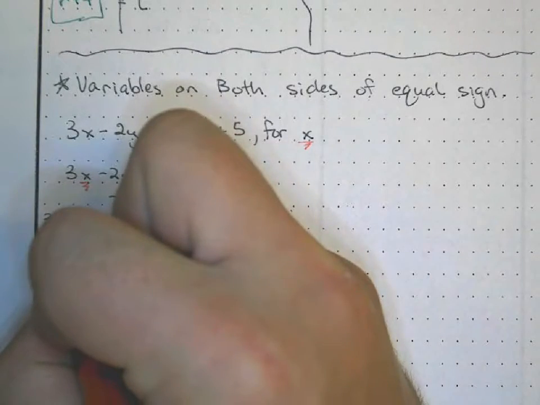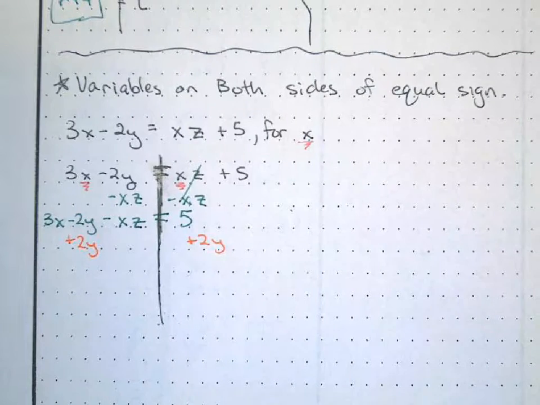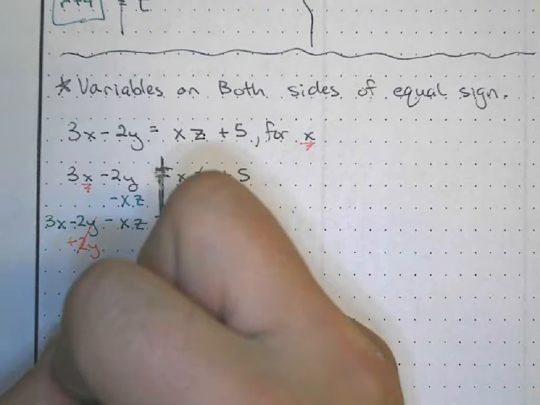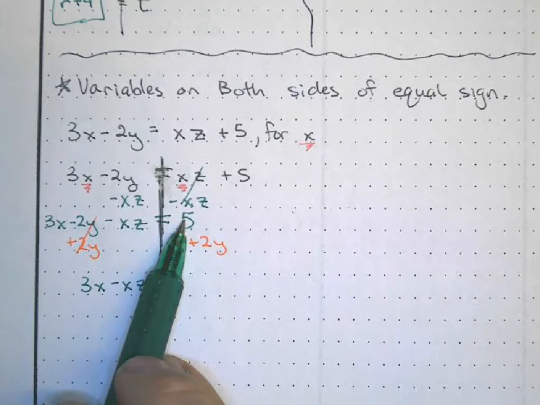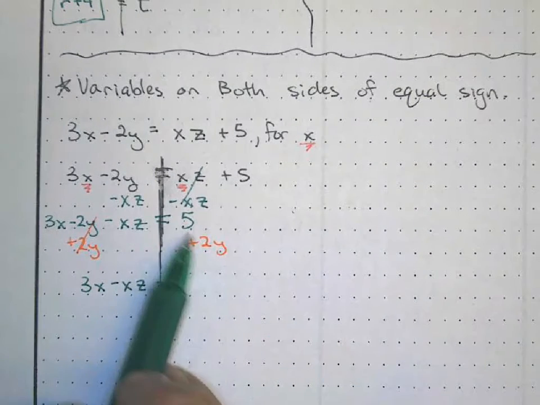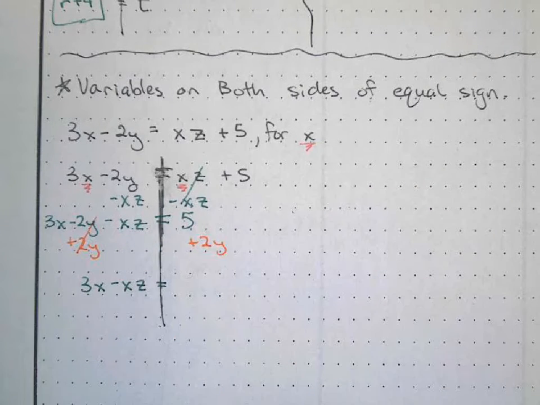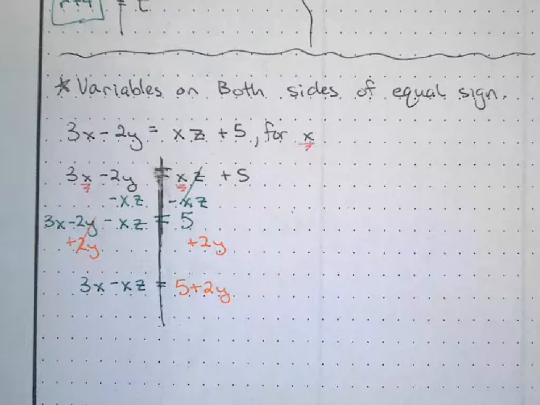So the first thing I want to do is move my 2y over. I'm going to use addition to do that. These two y's cancel, and I'll have my 3x minus xz is equal to, I cannot combine these. This is a constant, 5 by itself. This is y's, so I cannot combine these. So this will be 5 plus 2y.